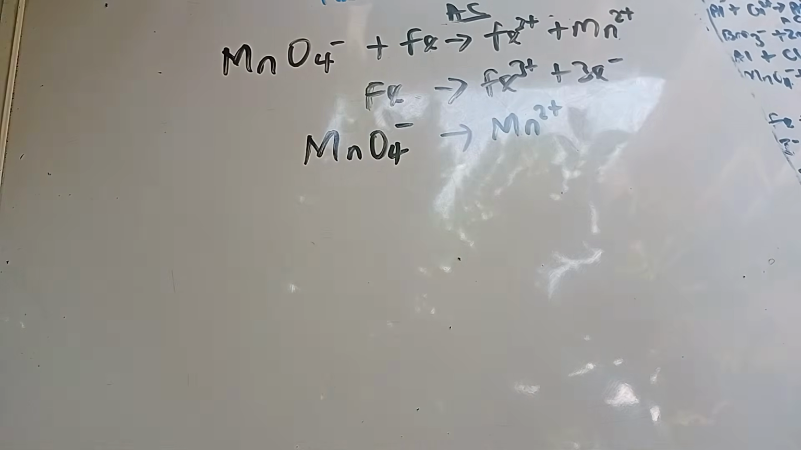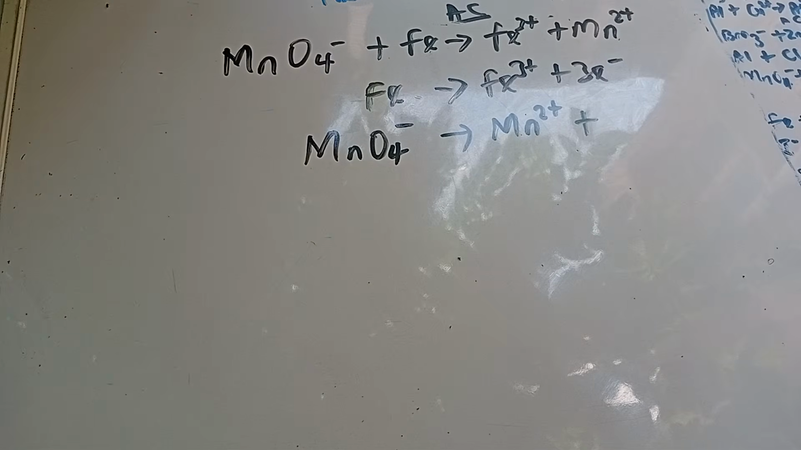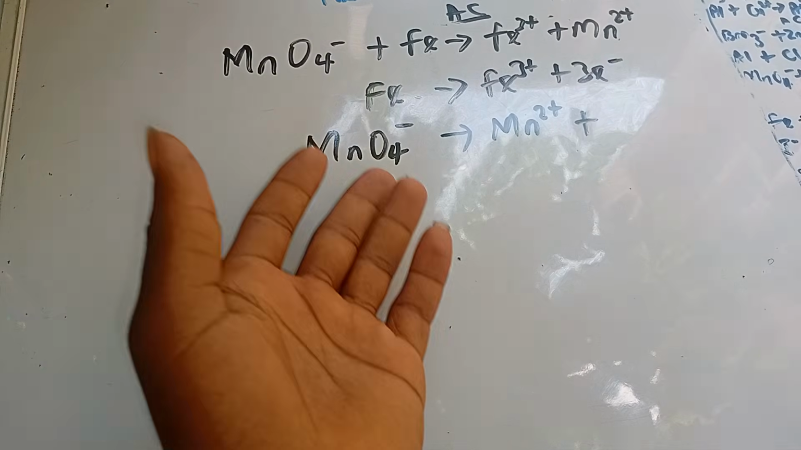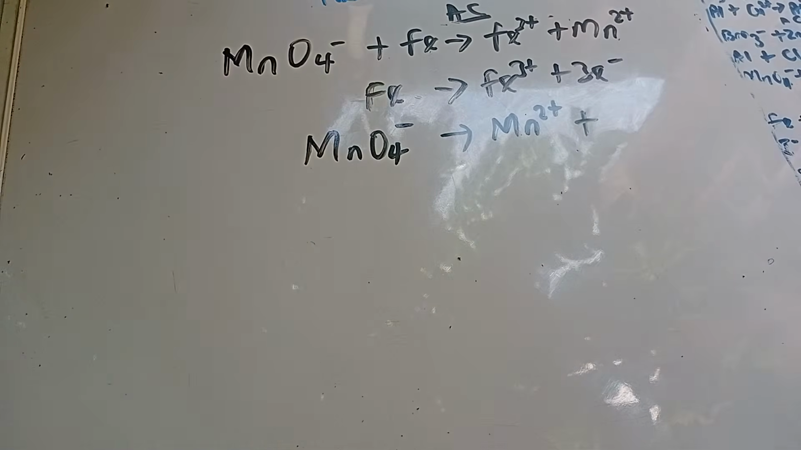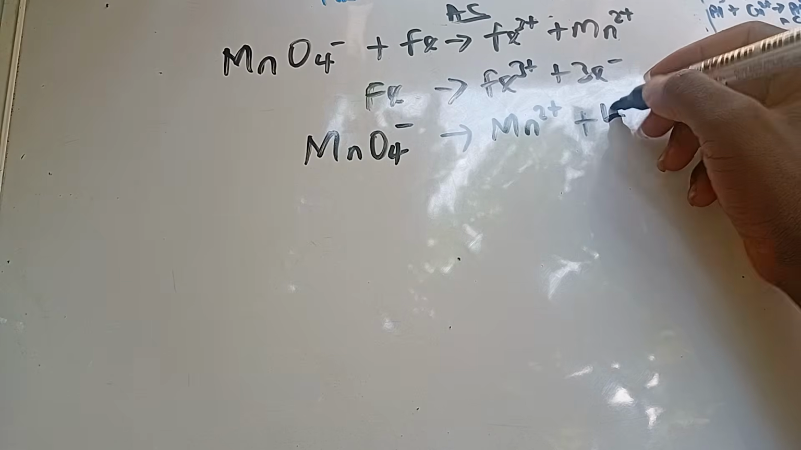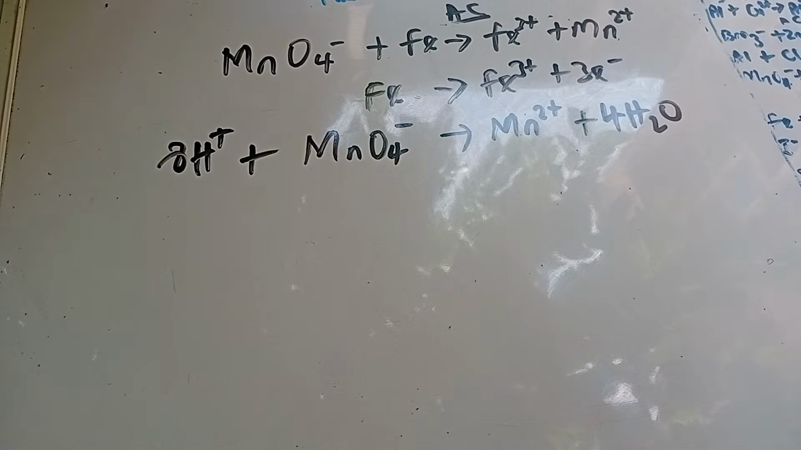So how many atoms of oxygen do we have here? 4. We have 4 atoms of oxygen because it's just a single element. So that means we are going to add what? 4 molecules of water. So we have 4 what? H2O. So oxygen is now balanced. Now let's check hydrogen. Here we already have 8 hydrogen. That means we are going to add what? 8 H plus to the other side, right? Now the atoms are now what? Balanced. Now let's check the charges.